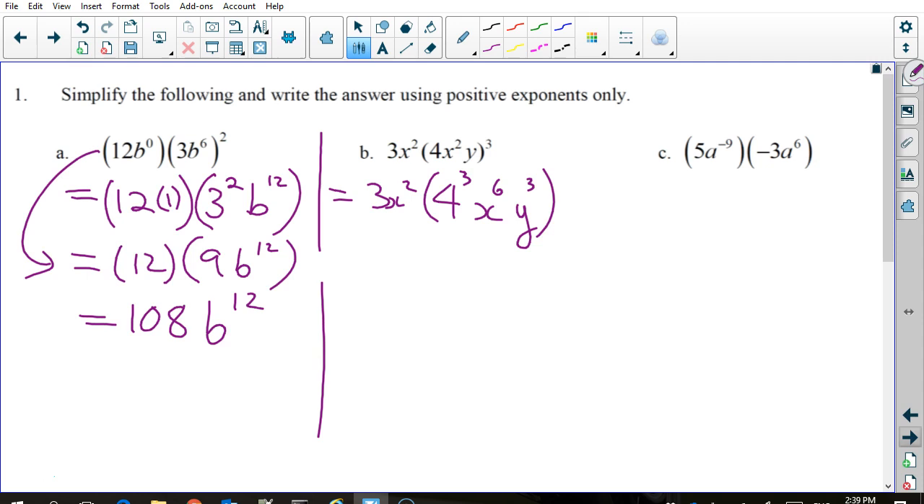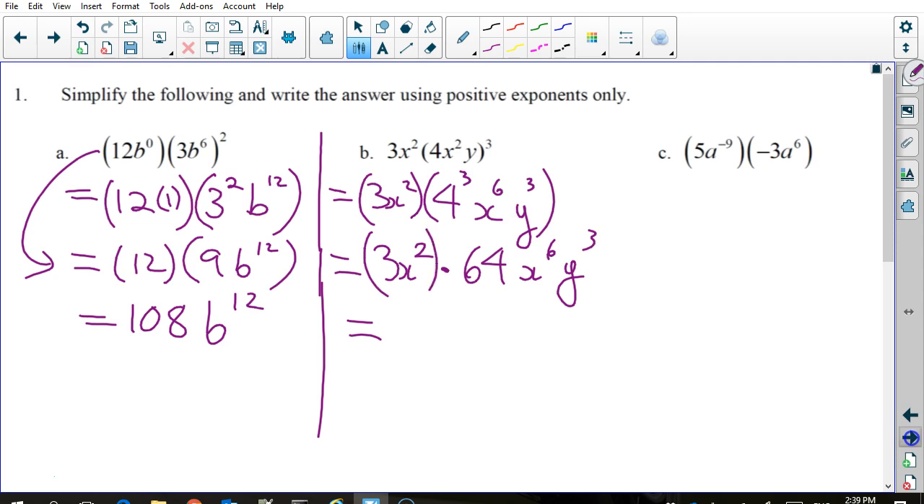So show that, right? Showing that doesn't hurt. Okay, and that's equal to 3x squared times, and now you can write 64 x to the 6th y cubed. Okay, or another way would be just to put this in brackets and leave this in brackets, right? Writing brackets next to each other says to multiply. Okay, and then you can multiply 3 times 64 is 192 x to the power of 8 and y to the power of 3.